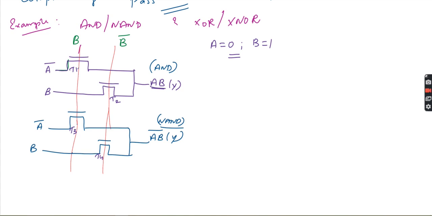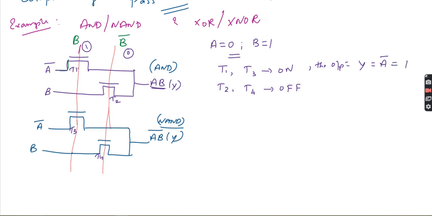B is equal to 1, so B bar will be 0. So B is 1 and B bar is 0, which means transistors T1 and T3 are on, and T2 and T4 are off. Now if T1 is on, what output will I get? The output will be Y is equal to A bar. So what is A bar? A is equal to 0, so A bar is equal to 1.